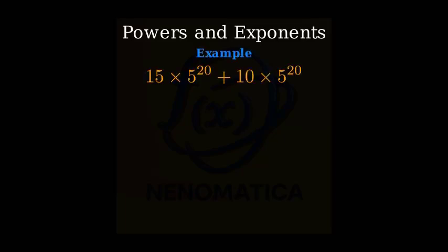We have 15 times 5 to the power of 20 plus 10 times 5 to the power of 20. First, let's rewrite the expression to see the coefficients more clearly. 15 can be written as 3 times 5, and 10 can be written as 2 times 5. So we have 3 times 5 to the power of 20 plus 2 times 5 to the power of 20.